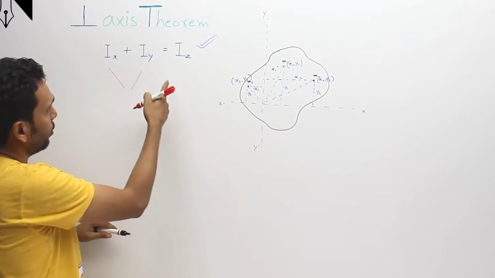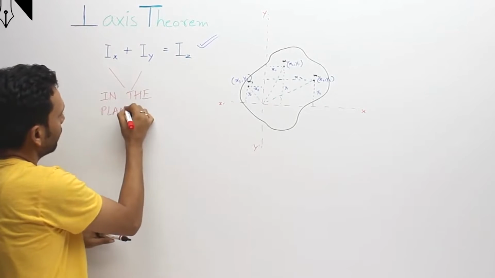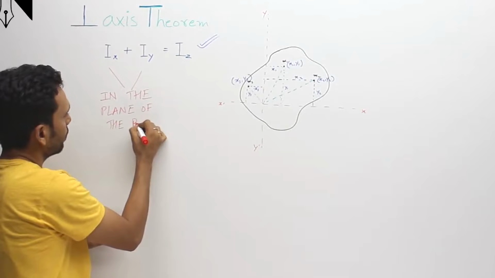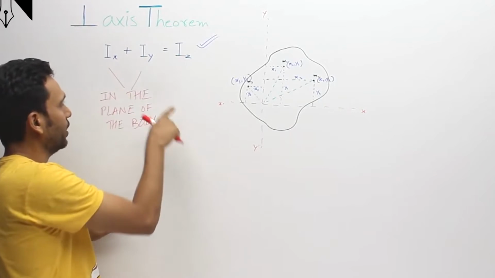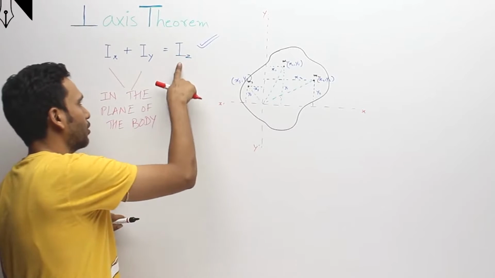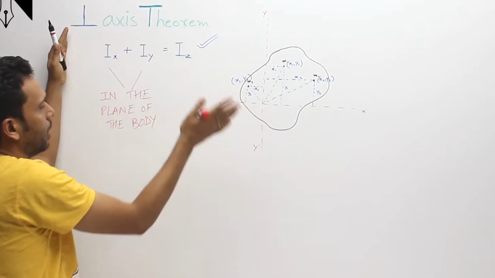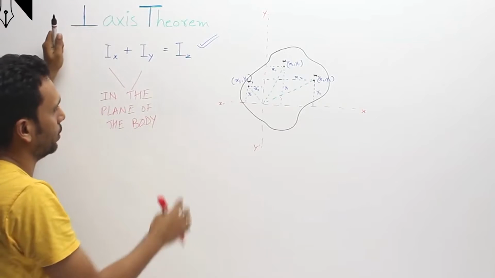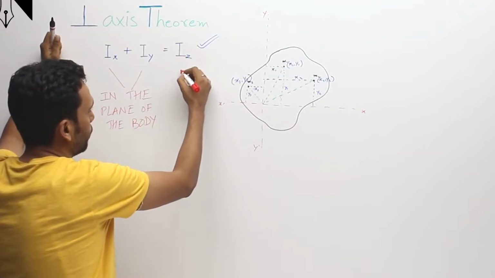They need to be perpendicular to each other and should be in the plane of the body. These two should be in the plane of the body, and the third perpendicular axis. All three are perpendicular to each other. X, Y, Z are all mutually perpendicular to each other. This third perpendicular axis should be normal to the plane.